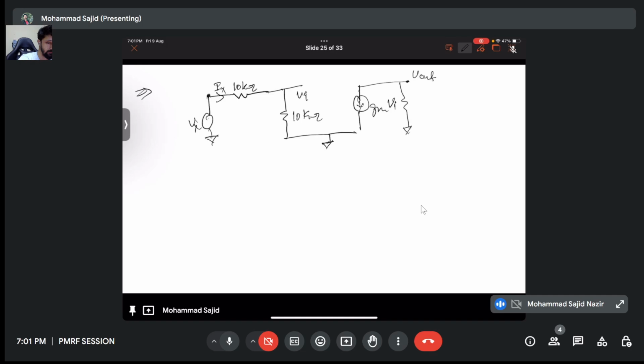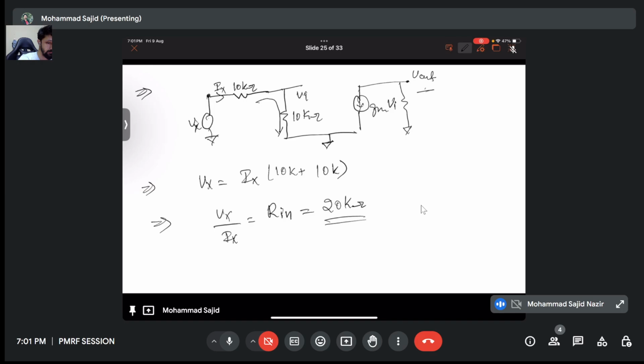So check here. If I apply Vx here and you have Ix here, the current will flow through this and go to ground. So my path is Vx equivalent to Ix times 10k plus 10k. So my Vx by Ix will be my input resistance, equivalent to 20 kilo ohm. So this is how you can calculate the resistances.